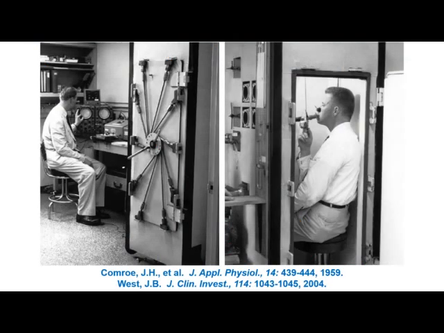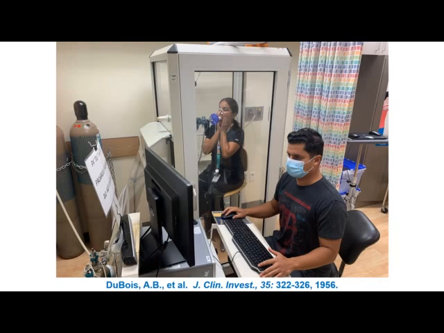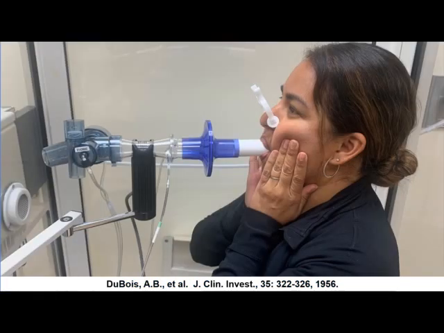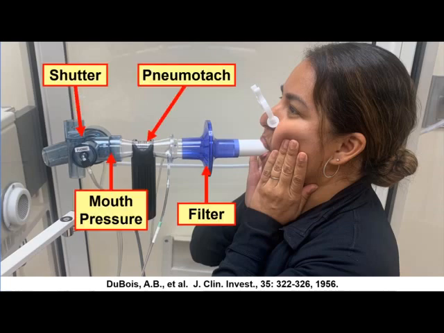This, just for fun, is what some of the original body boxes look like. Pretty small, not perhaps too comfortable, especially if you're claustrophobic. This is what a current body box looks like, and you can see it's much friendlier and not nearly as intimidating. This is an individual who is doing this maneuver. And what we have in the body box is a filter, which is standard, a pneumotach to measure flow, a mouth pressure device, and a shutter.